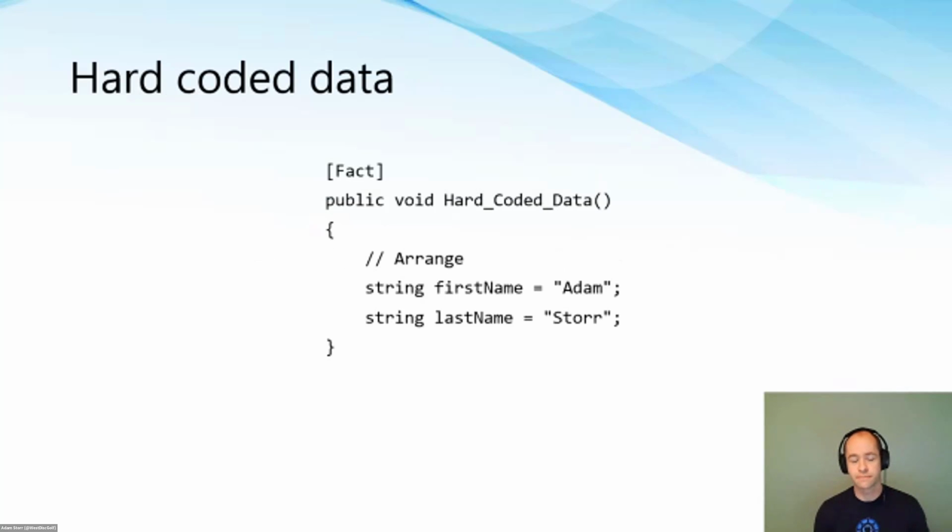So let's work through an example. This is what I was referring to as hard-coded data. You've got a test. You set your test up. You go, right, I need some test data. First name Adam, last name Storr. It shouldn't really matter, but you want to create something to be able to execute your test against, and that's not necessarily ideal.